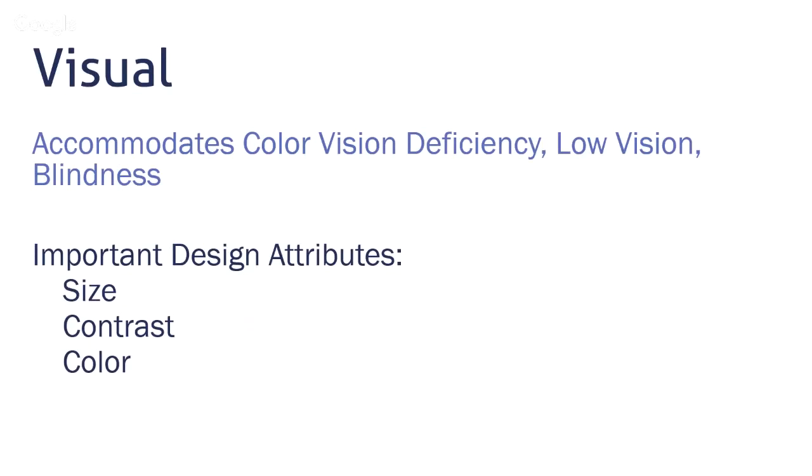That takes us to our last category. To be visually accessible, we want to accommodate color vision deficiency, low vision, and in some cases, complete blindness. The things that we have at our disposal that are the most important are actually just general design attributes: size, contrast, color. Those are things we should be using wisely anyway, but they're also the things we use to be accessible.